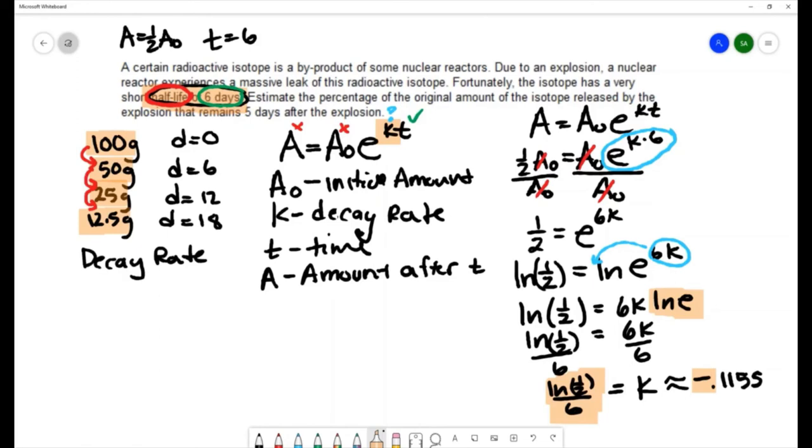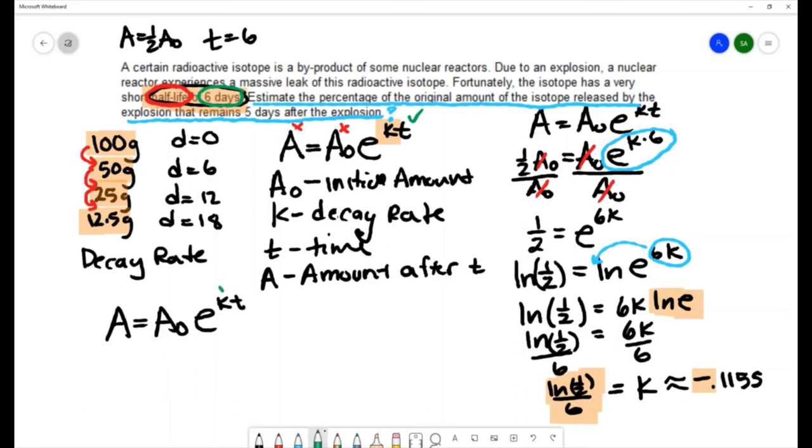Okay, so we're going to continue on with the second part of this question. With the second part of this question, it says estimate a percentage of the original amount of the isotope released by the explosion that remains 5 days after the explosion. So we're going to use our formula again. A equals A0 e to the kt. And if you'll remember, we do know k now, and we are given 5 days for our time.